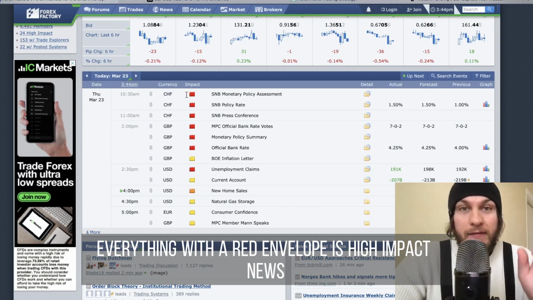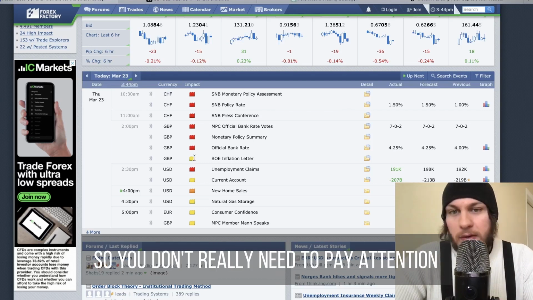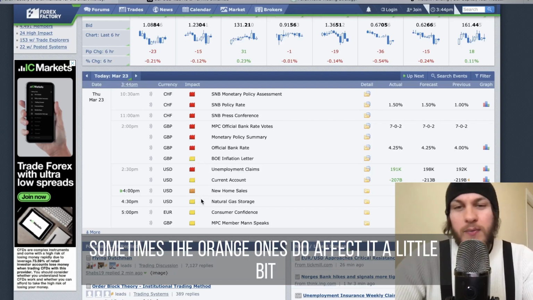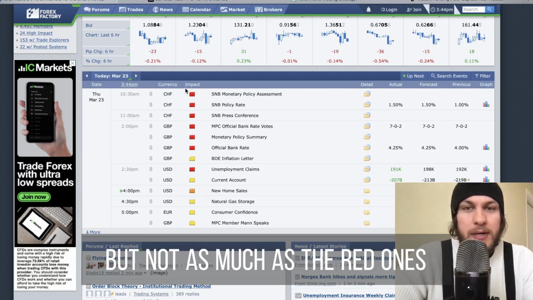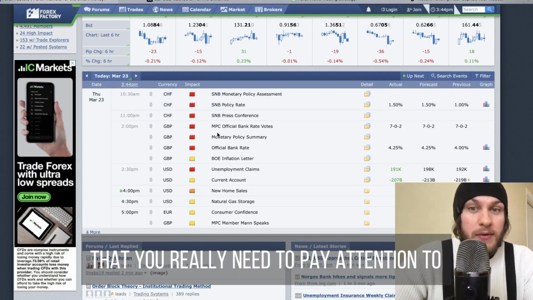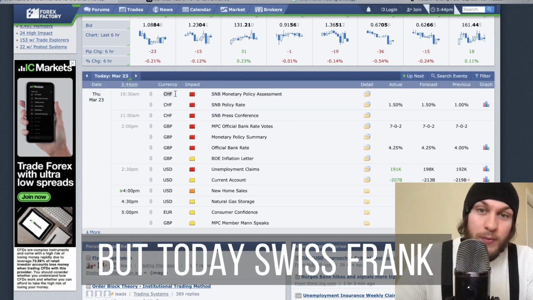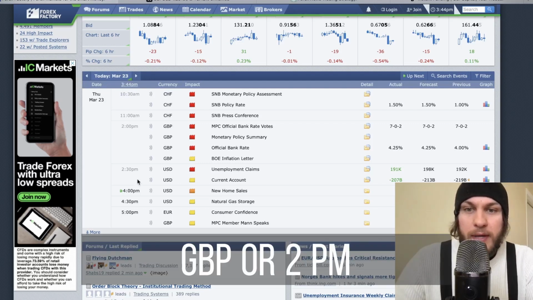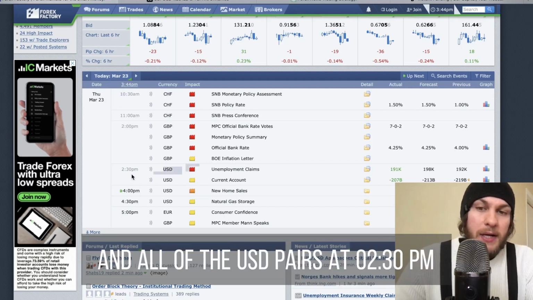Everything with a red envelope is high impact news, so you don't really need to pay attention to these yellow ones. Sometimes the orange ones do affect it a little bit, but not as much as the red ones. Those are the ones that you really need to pay attention to. So today's Swiss franc at 10:30 my time, and Great British pound at 2 p.m., and all of the USD pairs at 2:30 p.m.